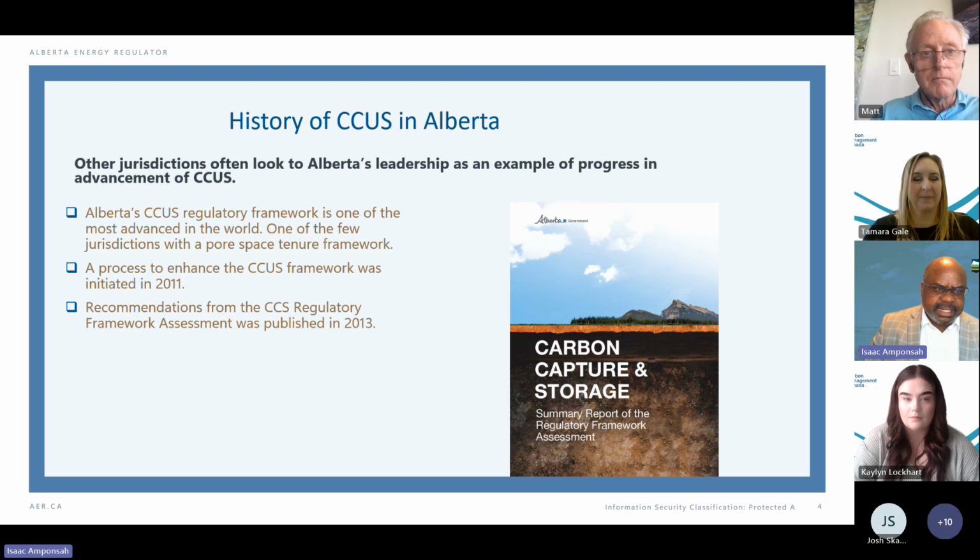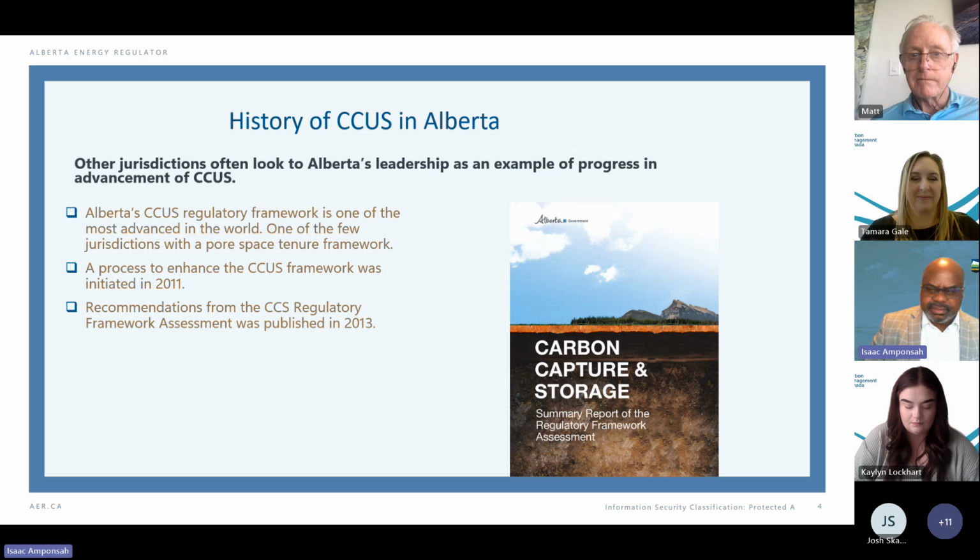So back in 2010, 2011, the government of Alberta initiated an assessment of a framework to try and understand what can be done, what we have in place that can support the deployment of CCS, and what the gaps are that we need to address to ensure that the deployment of CCS can go on smoothly, protecting the public and also ensuring that the environment is protected. The work was supported by the government. People from academia, industry, other government agencies, researchers, and stakeholders were all involved in the process.